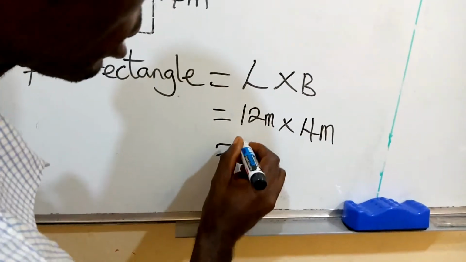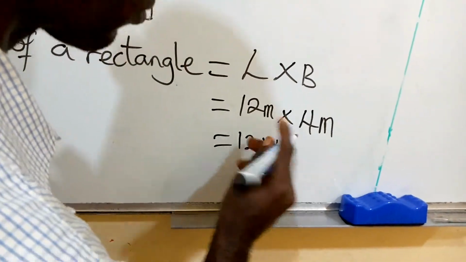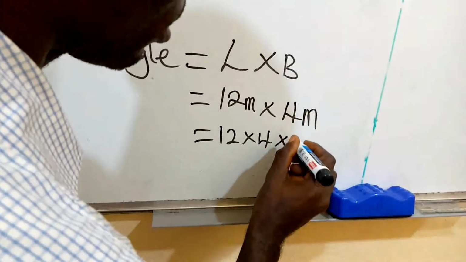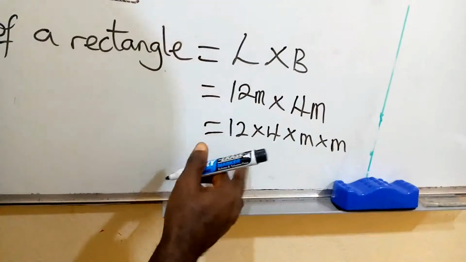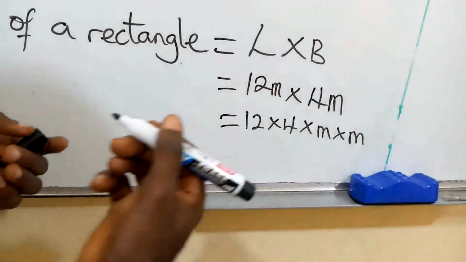So the next thing we are going to do is collect like terms. 12 times 4, then m times m. 12 times 4 times m times m. Alright. I'm moving to our rough work. We are going to solve this.